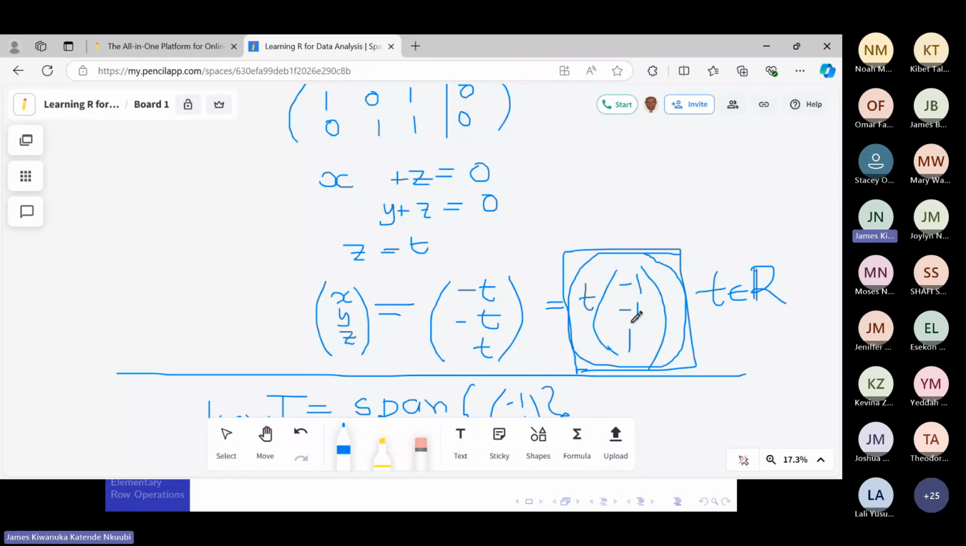This is how you describe them. Any multiple of this vector is in the kernel. So this forms a basis. It's a one-dimensional subspace of R3.